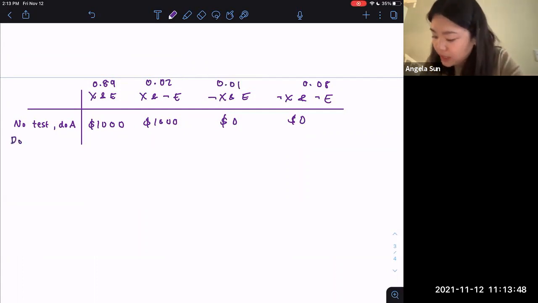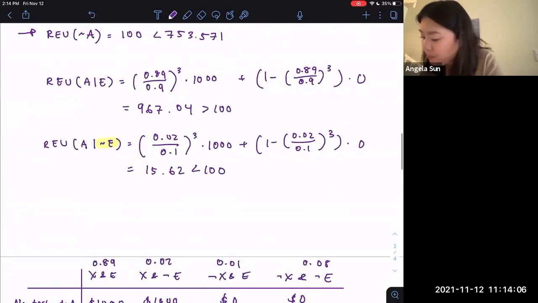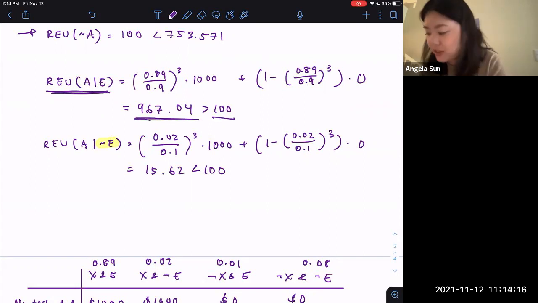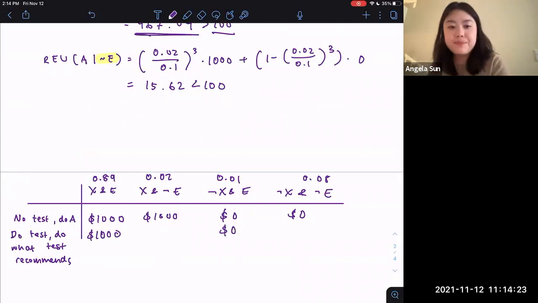The second option is to do the test and do what the test recommends. Remember, what the test recommends depends on whether the test tells us that the ship is seaworthy or not seaworthy. So when the test tells us that the ship is seaworthy, remember that we chose to perform Act A, which gives us the greater expected utility than not A. So in cases of E, we're going to do A with the following outcomes.